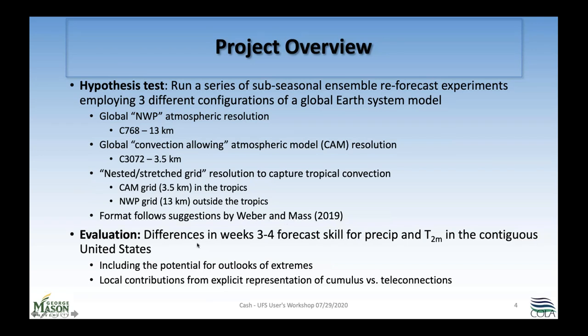In order to evaluate this, we're going to look at differences in the week 3 to 4 forecast skill for precip and 2 meter temperature over CONUS. We're interested not only in the means, but the potential for extreme outlooks and also the relative contribution of better local cumulus parameterizations, cumulus representation versus the influence of teleconnections.